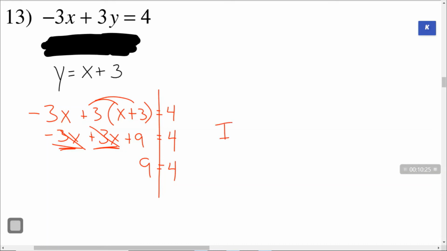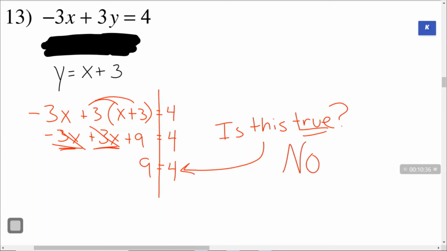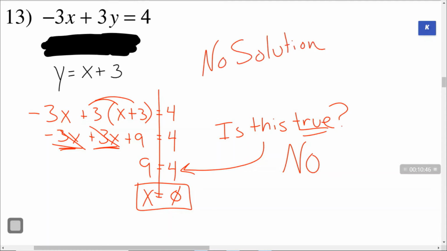And when my x drops out, just like when we solve a regular equation, we ask ourselves, is this true? All right, is this true? Well, does 9 equal 4? And the answer is no. No, this is not true, and therefore we say that x equals null. In other words, there is no solution to this. No solution. Which means that these two lines will never cross.